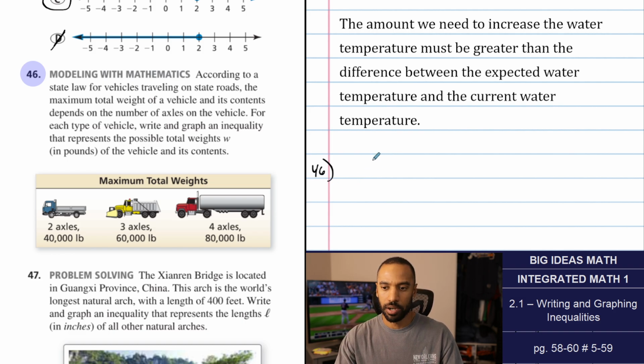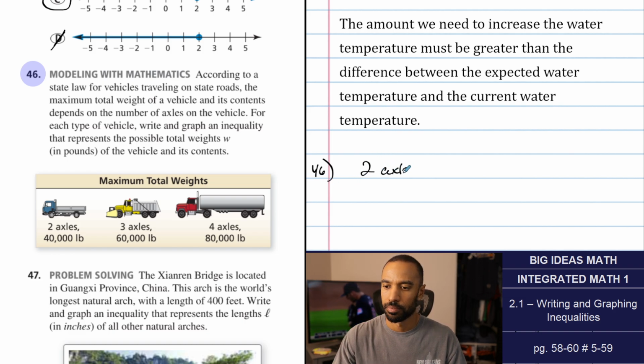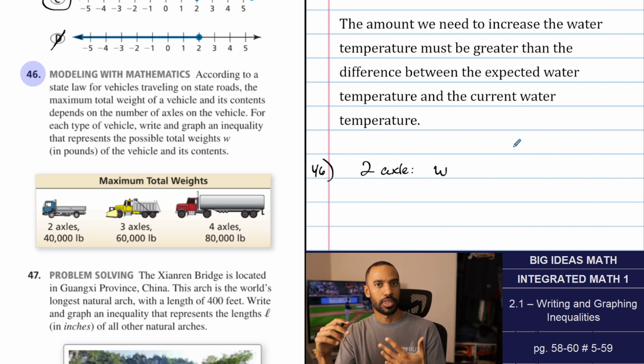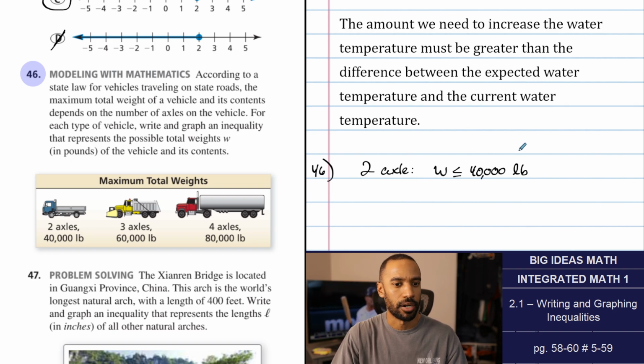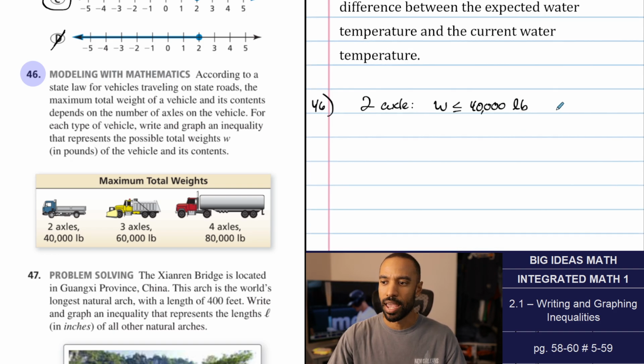So for the first one, for a 2-axle vehicle, our weight, I'll put W for weight, cannot exceed 40,000 pounds. It can be 40,000 pounds, so it can be that or less. I think I need to put a comma there. They say graph it? They did. They said write and graph it. I'm going to do a really small graph here.